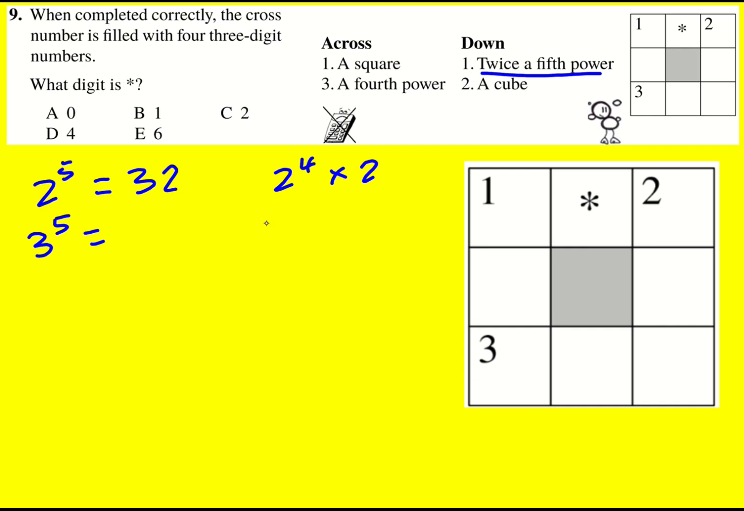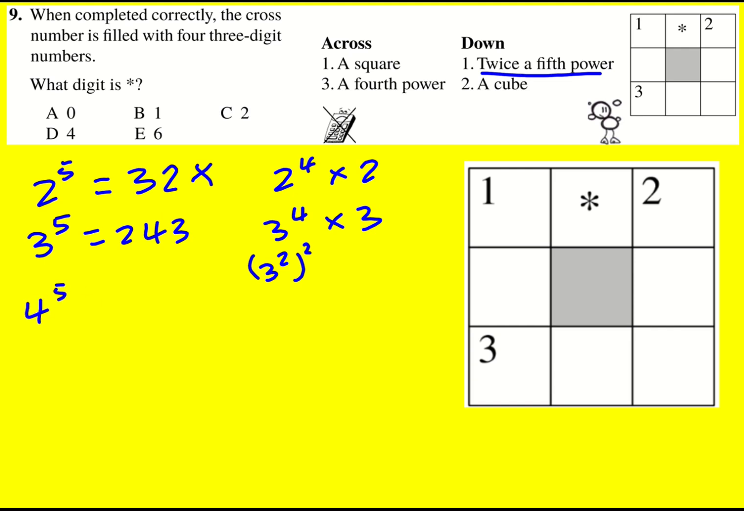3 to the power 5. I'm going to do a similar method. 3 to the 4 I know is 81 because it's actually 3 squared squared. So it's 9 squared. And 81 times 3 is then 243. Okay, so that one was too small. This one might work. Let's just check.